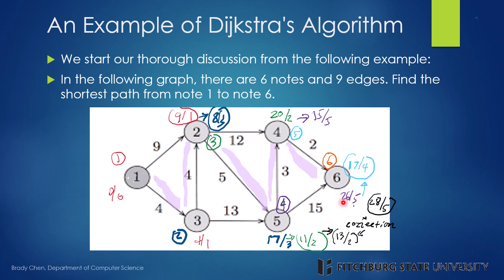So 26. Now choose which one to visit. That one is 26 and that one is 15. Obviously 15 is the choice. So visit number 4. Then once I visit, update. There's only one thing to update: 15 plus 2, I get 17 through 4. So 17 and 26 for number 6. 17 wins, therefore updated to 17. So now which one to visit? Last to visit is number 6. So all visited.